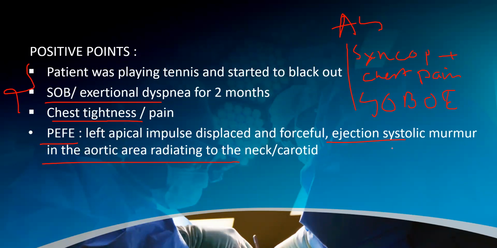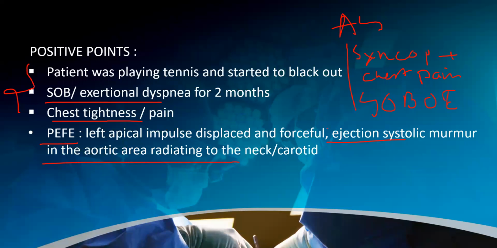So in aortic stenosis, you get an ejection systolic murmur in the aortic area, and that radiates to the neck or carotid area. That's exactly what you are going to find if it's an aortic stenosis patient. You don't need to memorize the other murmurs because most of the time aortic stenosis comes in the exam, and that's the commonest valvular condition which causes syncope. Others usually don't give syncope, but can. But aortic stenosis is the most important one. So just remember the murmur type: an ejection systolic murmur in the aortic area, which radiates to the neck or carotid.